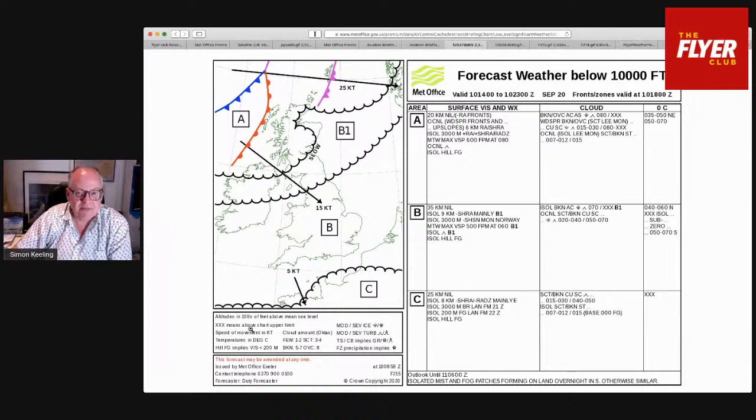XXX means not what you think it means. It means the above chart upper limit. And then we've got various different decodes here. First off, it's telling us the speed of movement. All movement speeds are in knots. Temperatures are in degrees C.